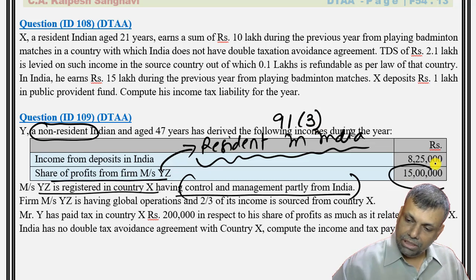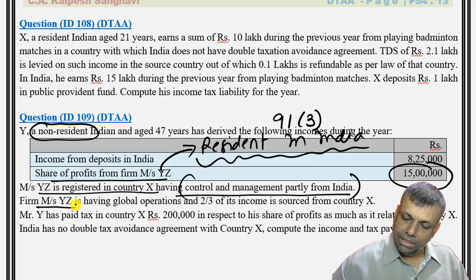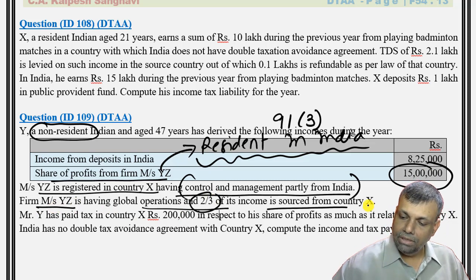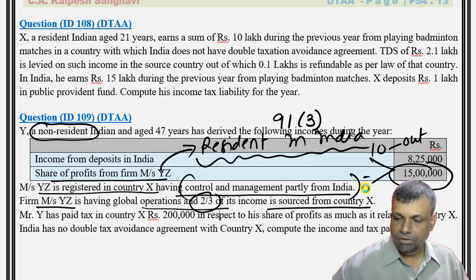Now, the share of profit which is there, it is given to us in the question that this partnership firm has a global operation. 2/3 of the income is from country X. That means 10 lakh rupees is outside India, and the 5 lakh rupees is inside India.